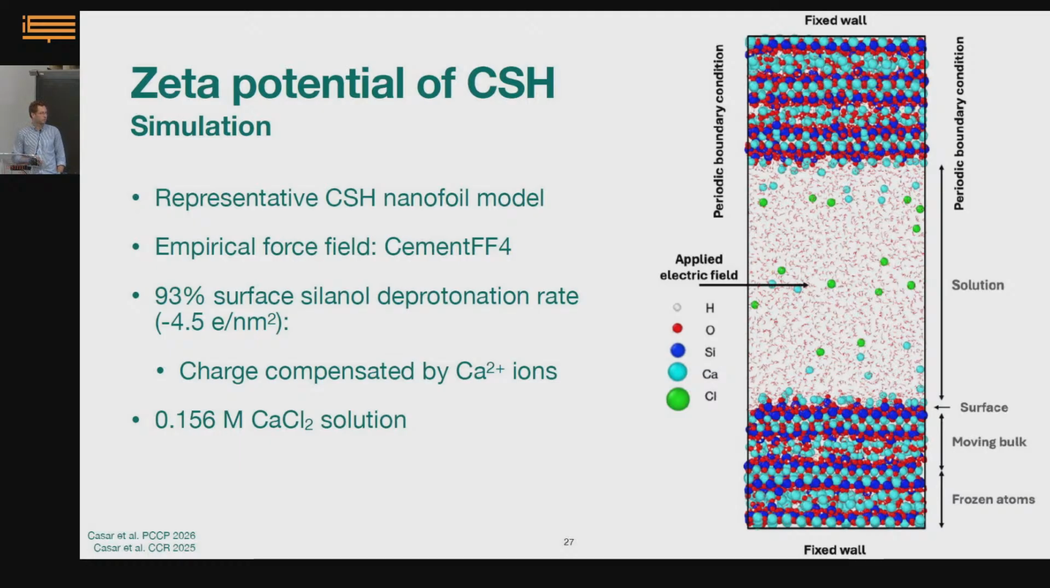This is a protocol developed by Milan Predota, with whom we collaborated on this, on how to retrieve zeta potentials from the simulations. Basically, you simulate the system under an applied electric field. Your ions move, and as the ions move, they drag the water with them, and then from the water mobilities, you calculate the zeta potential.